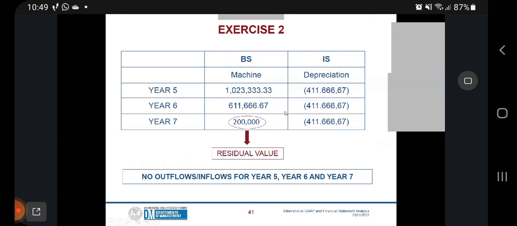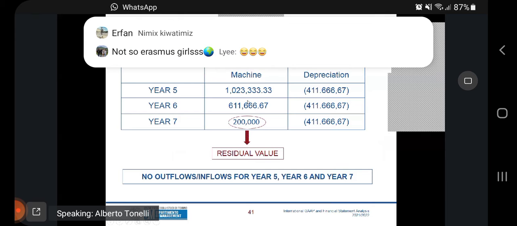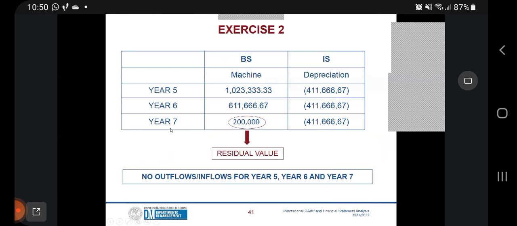Balance sheet and income statement for year 5, year 6, and year 7. So please pay attention. You will find at the end of the last reporting period, according to the useful life of the machinery, a net carrying amount equal to the residual value of 200,000. And then again depreciation, net carrying amount in the balance sheet, and so no outflows or inflows for year 5, year 6, and year 7.